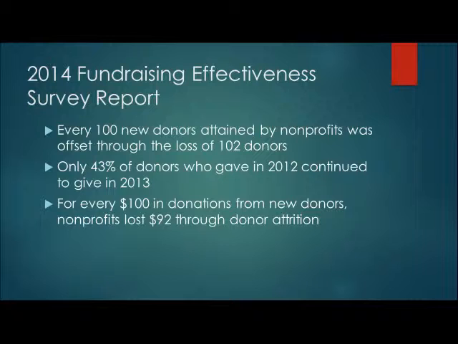For every 100 new donors attained by nonprofits, there was an offset or a loss of 102 donors. And only 43% of donors who gave in 2012 continued to give in 2013. Another startling statistic is that for every $100 in donations from new donors, nonprofits were losing $92 through donor attrition. So with coupling the limited financial resources, inadequate software and support, and a quickly changing, highly competitive nonprofit climate, organizations are forced to consider new methodologies for fundraising.